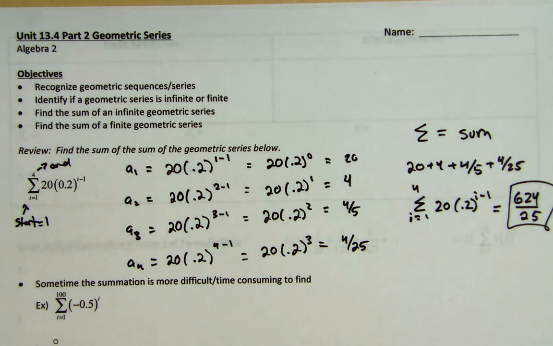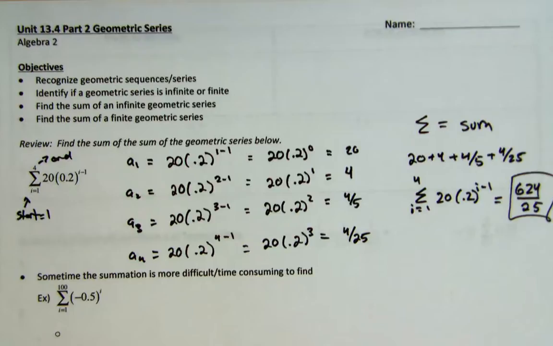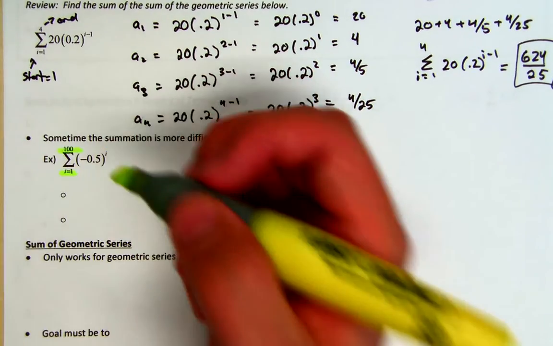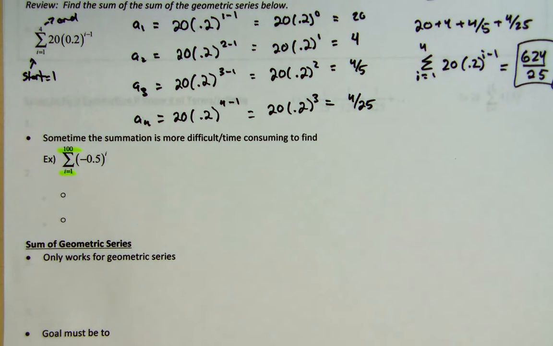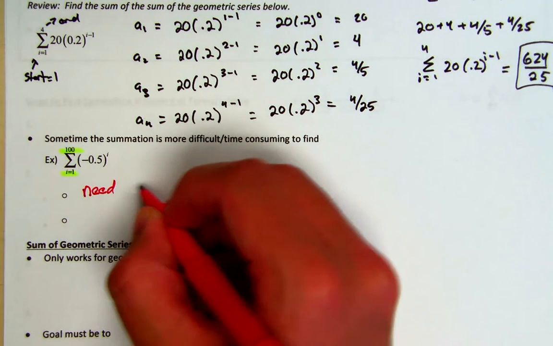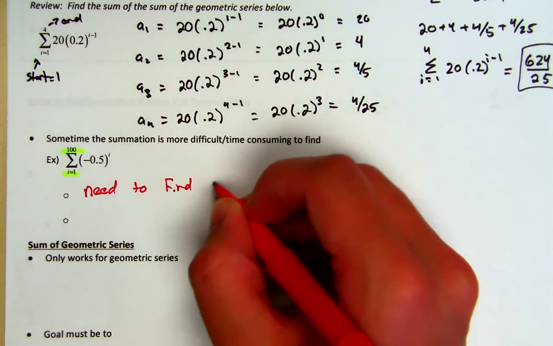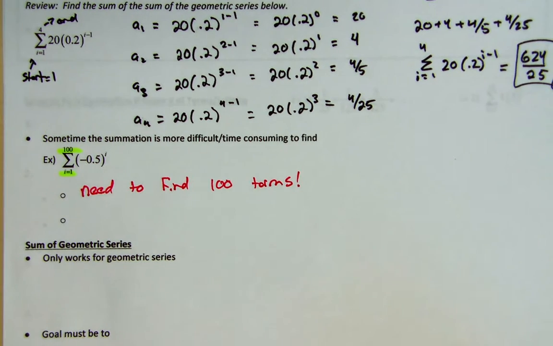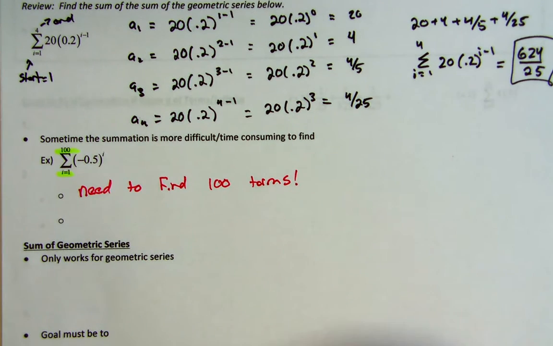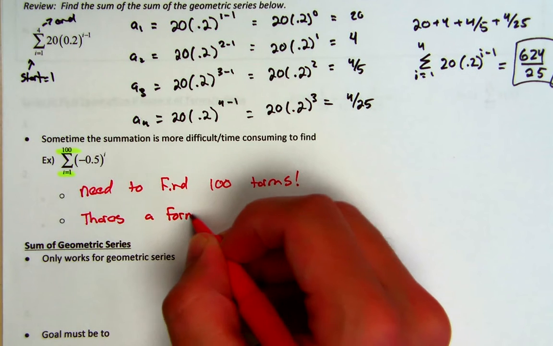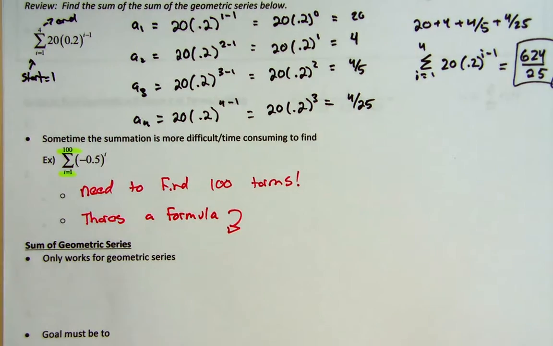Well, what about this next one? Look at this. We start at 1. We go to 100. That's 100 terms that I need to find. Do you really want to find 100 terms? I hope not. That is a lot of terms to find. So, what do we need to do? Well, there's a formula. There's actually two formulas. So let's talk about it.